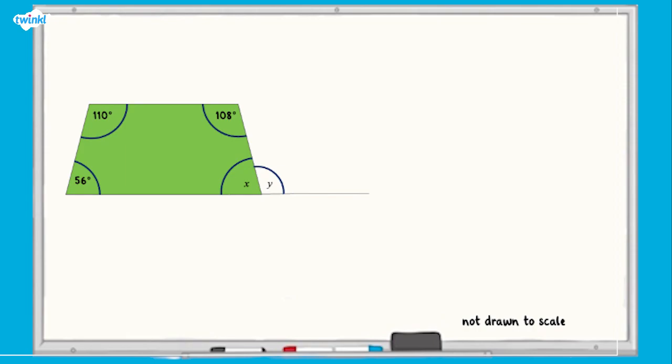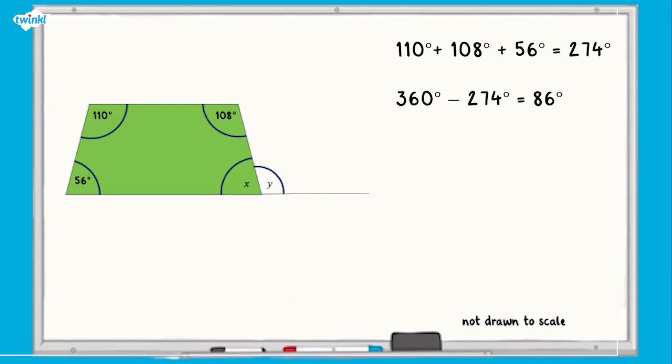Let's move on. Understanding the sum of the interior angles in a quadrilateral can be helpful when calculating missing exterior angles. In this example, to calculate angle Y, we first need to calculate angle X. We can do this by adding together the known interior angles. 110 degrees added to 180 degrees added to 56 degrees is equal to 274 degrees. To calculate angle X, we need to subtract 274 degrees from 360 degrees, the total interior angles in a quadrilateral. Angle X is 86 degrees.